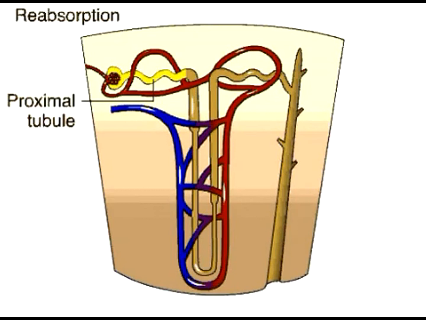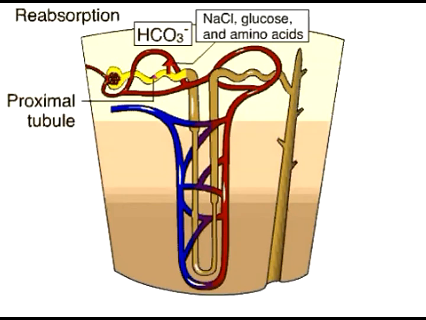In the proximal tubule, reabsorption of bicarbonate ions helps regulate the blood's pH. Sodium chloride, glucose, and amino acids are actively transported out of the filtrate. This leaves the filtrate more dilute than the surrounding interstitial fluid, so water follows by osmosis. These solutes and water re-enter the blood.